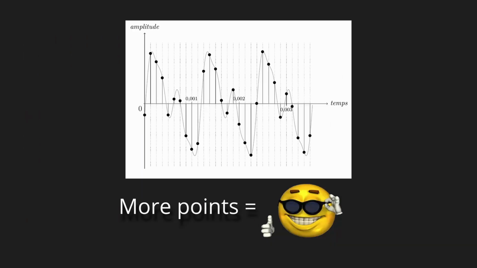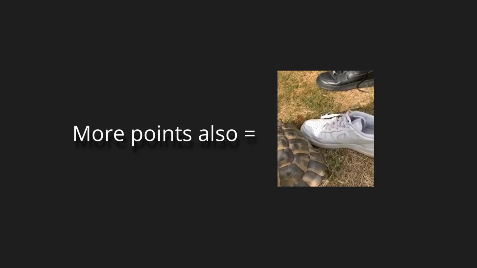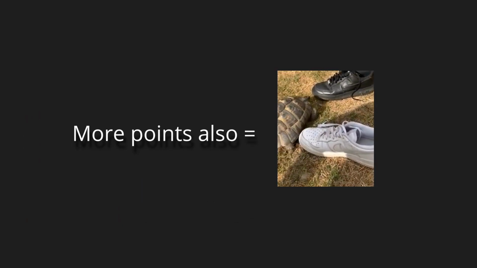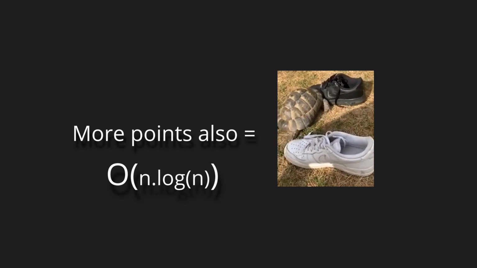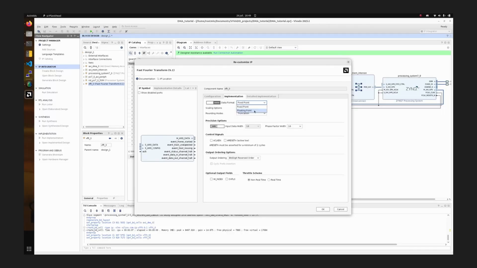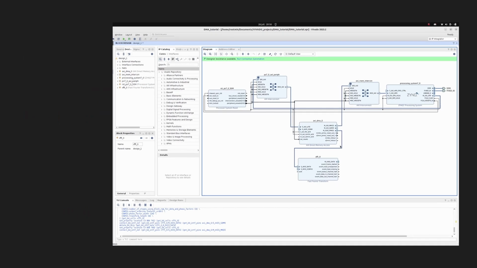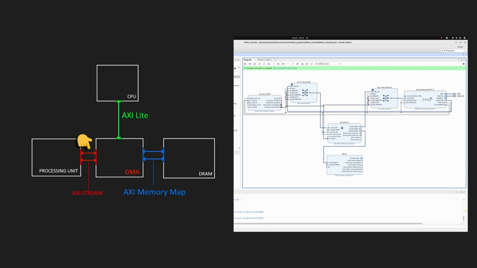The more data you have, the better it is for precision, but the algorithm will run slower, even though O(N log N) is pretty good for this algorithm. Don't forget to specify that we'll be using floating point as the data format, and we'll also select natural order as the output ordering. With this being done, we can now manually connect the data path that will make the stream go into the FFT and gather the output back into DMA to convert the stream back to memory map.